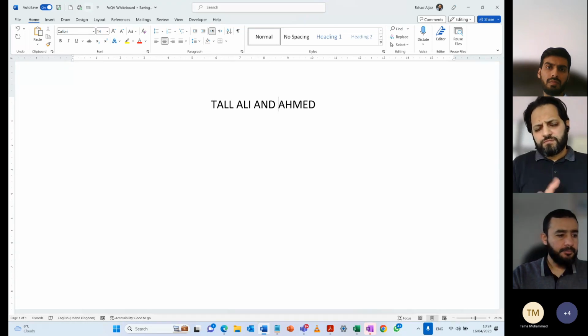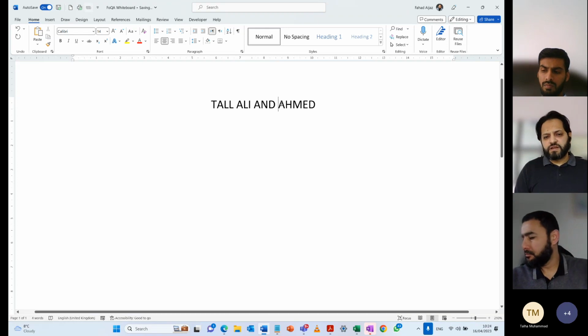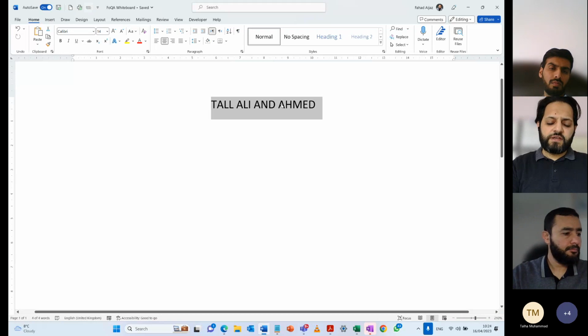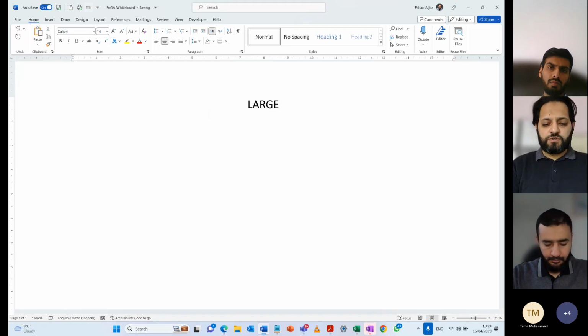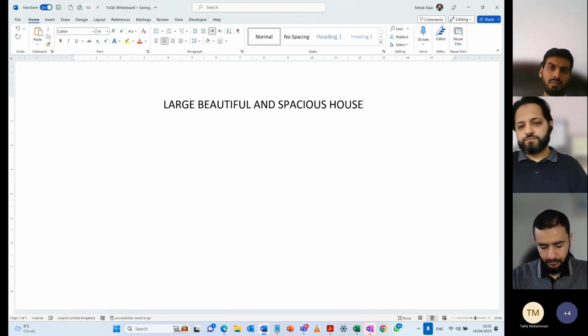Nope. I mean, everyone might understand, but it doesn't really look right. There's something really missing there. And there's another point: you can say, for example, large, beautiful, spacious house, for example, right?